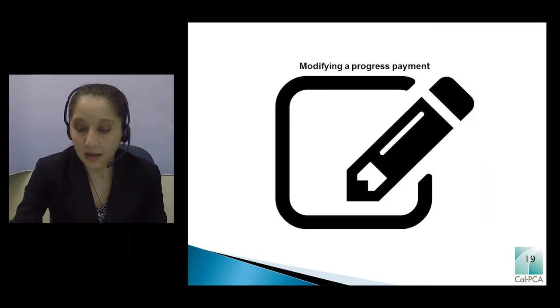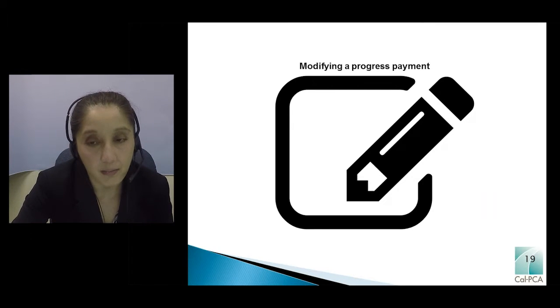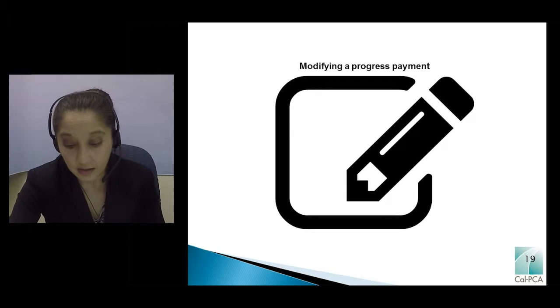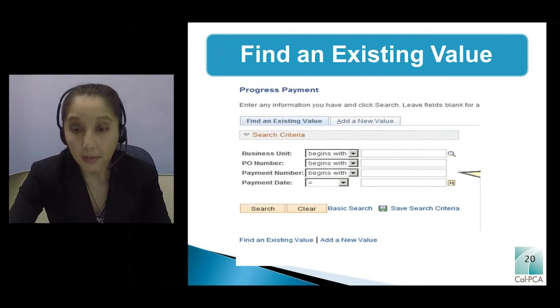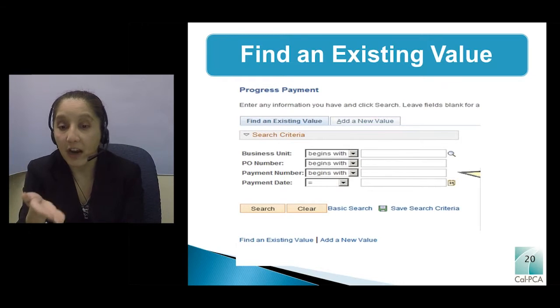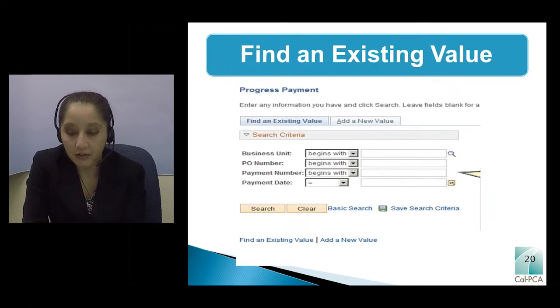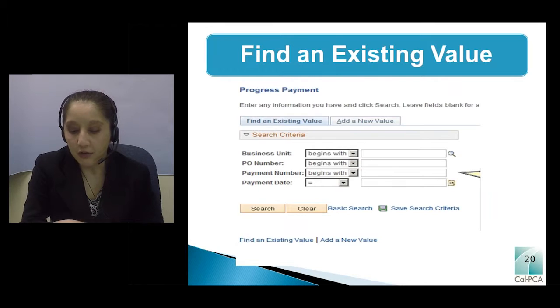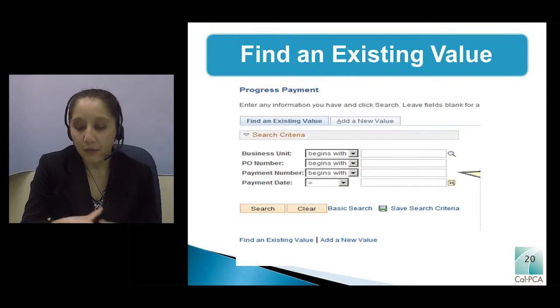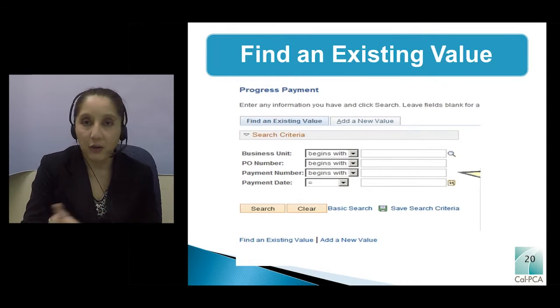So the next topic is modifying a progress payment. Like I said, it's the similar menu functions, right? But now we're going to use the find an existing value search function. As you can see, using your business unit and PO number, you can search properly for the payment. So why your business unit and PO number? Your business unit is your department, so it's not specific to the unit you're working in.